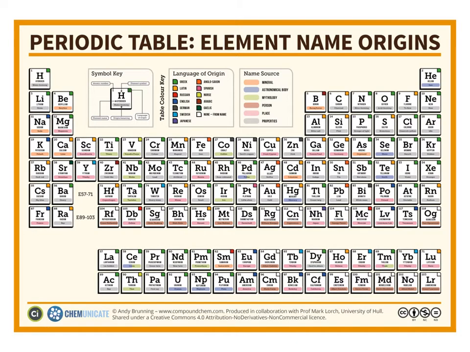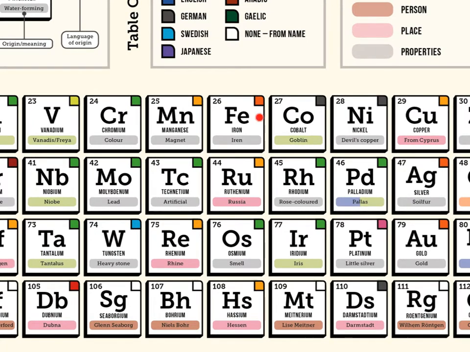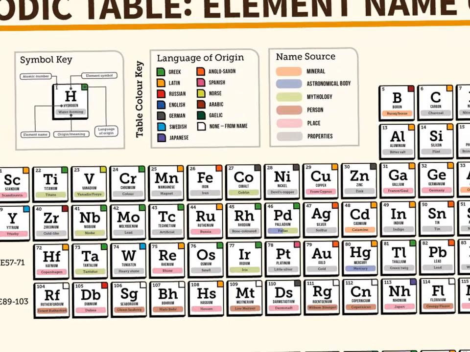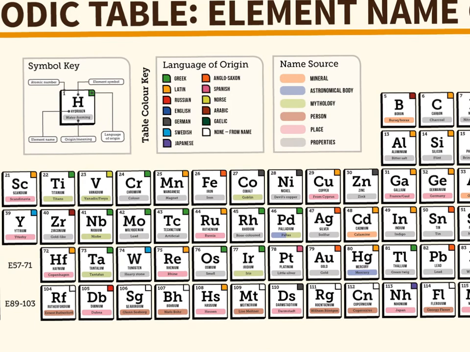If you just look online, you'll find lots of older versions of the tables where these elements in here hadn't been discovered yet, so they just had blanks or they had some kind of generic name, and now they've all been discovered and named. So anyway, I gave you this slide because it's got the names on it, so you can see Mn is manganese, for example. Iron is Fe. And then this one's kind of cool because it shows you what language the name was derived from. And then it's got the name source.